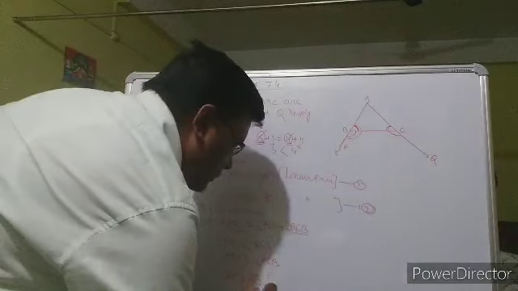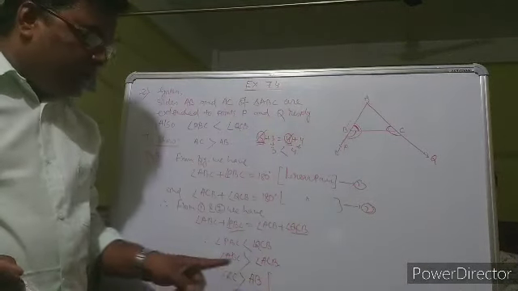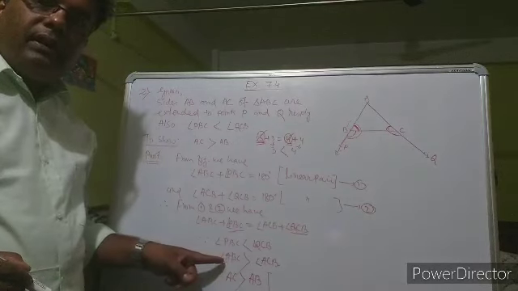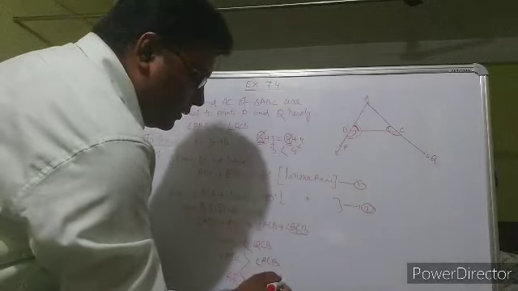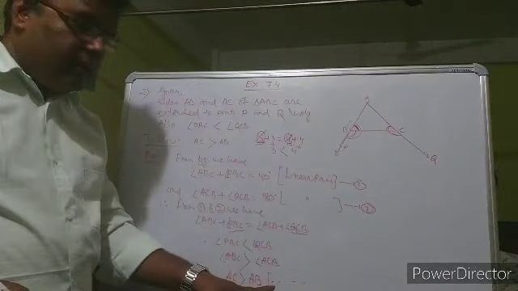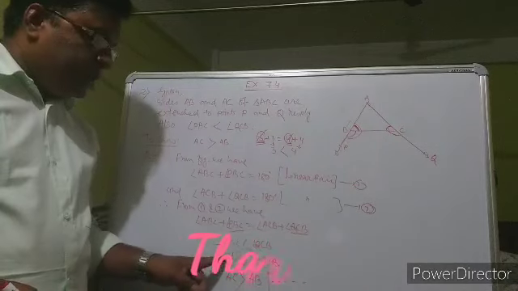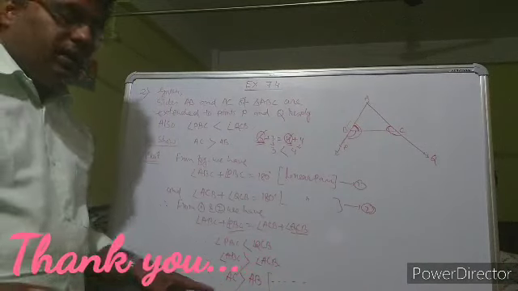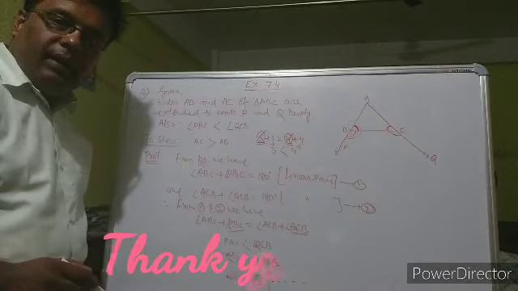Right here, in bracket you have to write: sides opposite to greater angle is longer. So, which is the required proof. Okay, thank you.